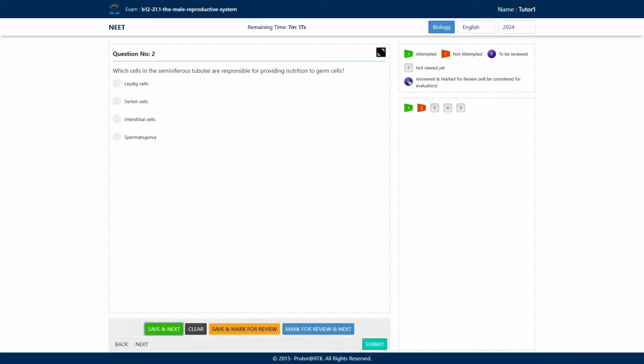Okay, here the correct answer will be Sertoli cells, means option number B. Sertoli cells provide nourishment to the germ cells.